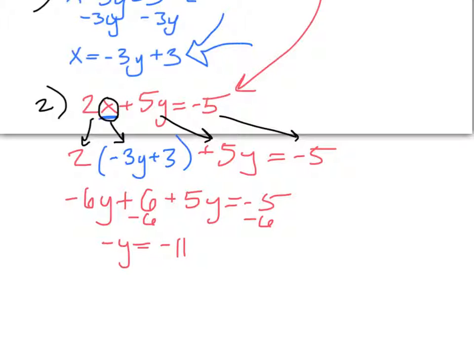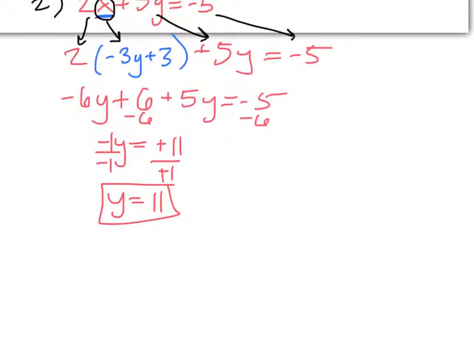Now here's a trick question. Are we done yet? If you said no, you are correct. There's a negative 1 here, and we need to get rid of that negative 1. Divide both sides by negative 1. This becomes positive, so you get y equals 11. So we got the first one down.